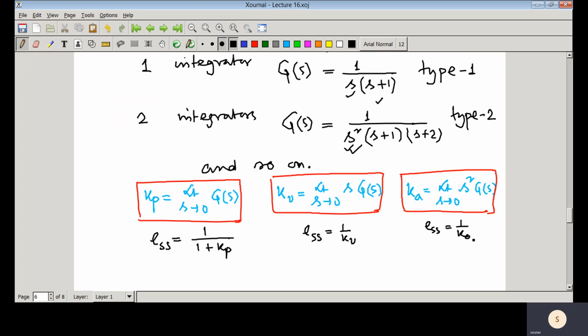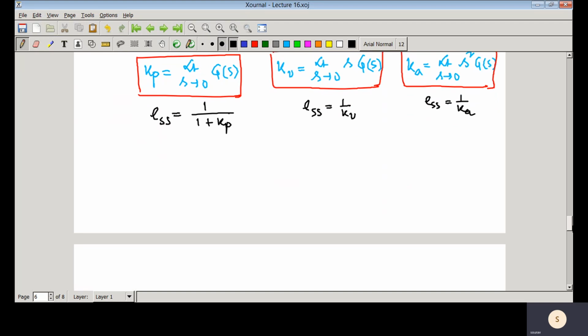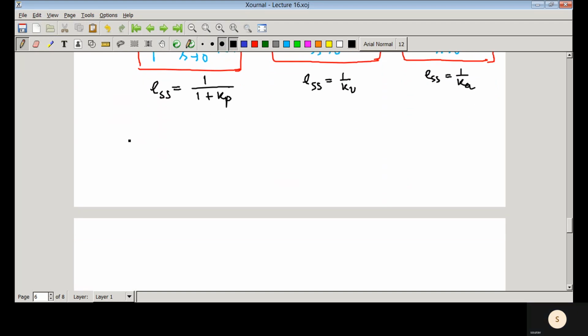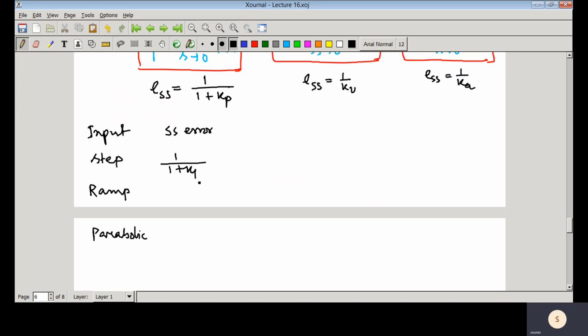So now we can make a table. What input do we have? Suppose the input is step, then ramp, and then parabolic. Then the steady state error. The steady state error we have seen is 1 plus Kp for step, for ramp it is 1 by Kv, and here it is 1 by Ka.